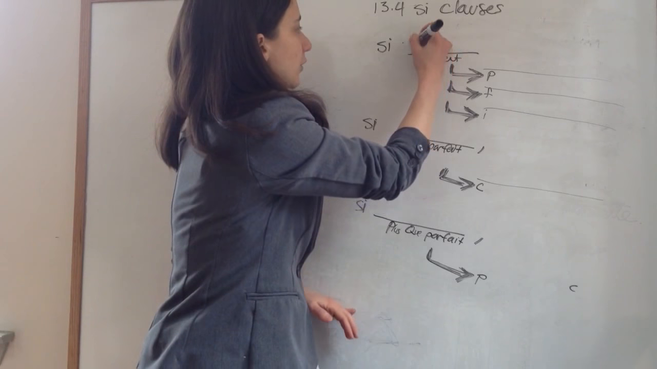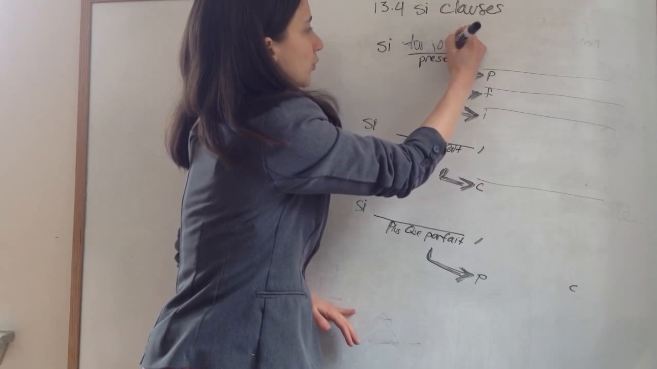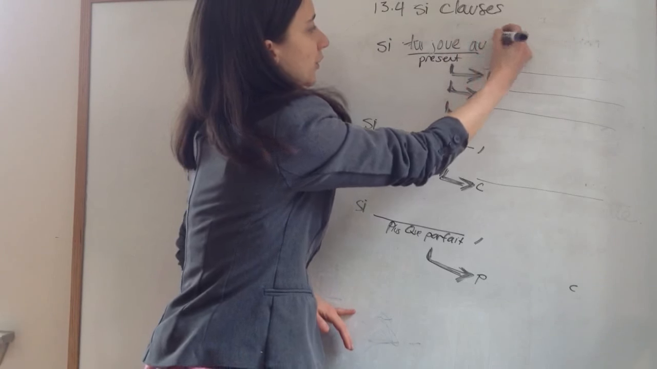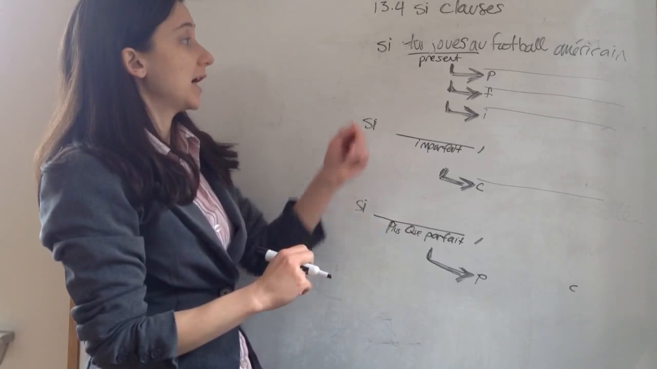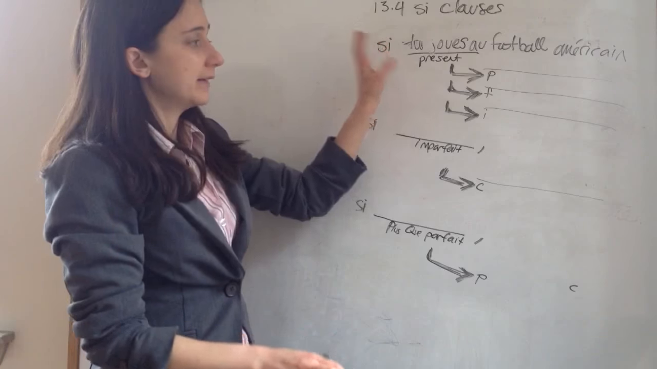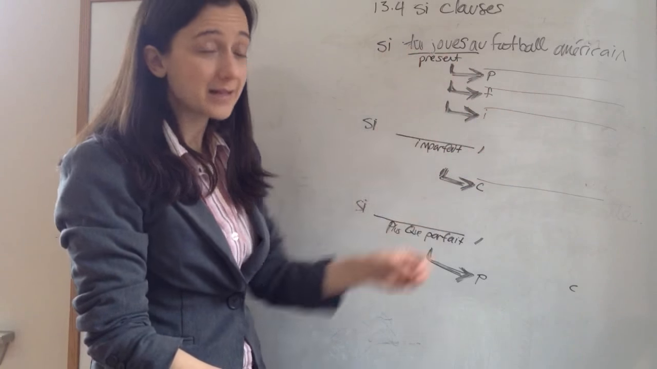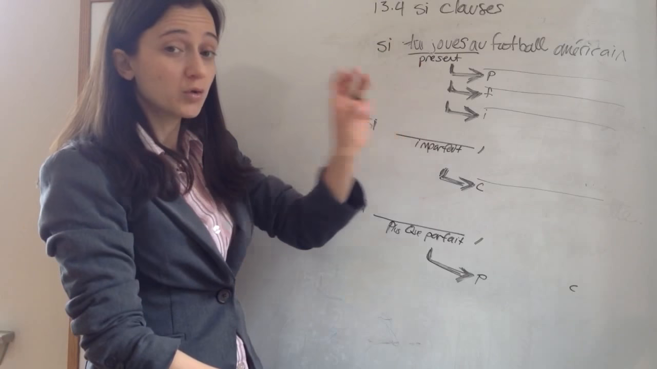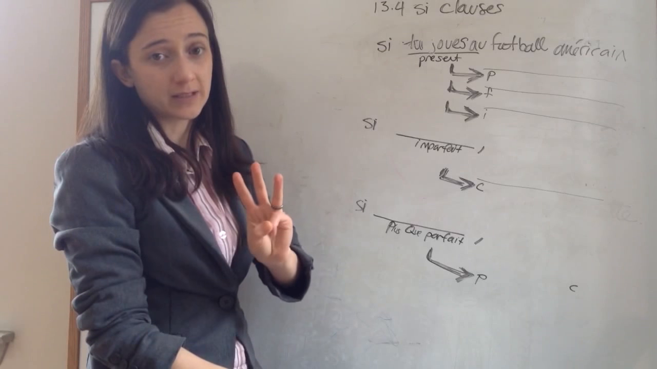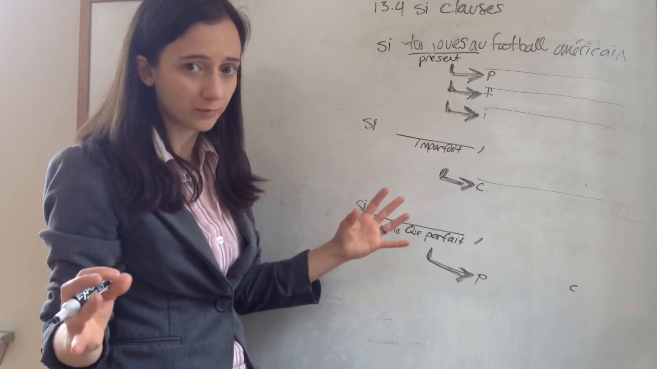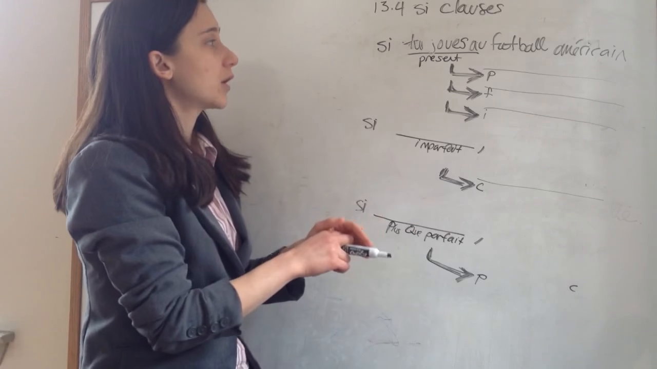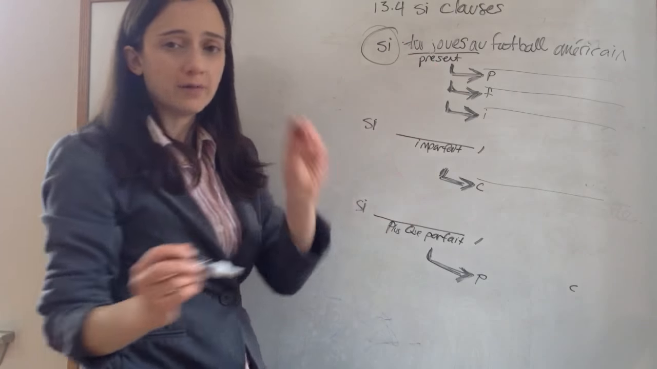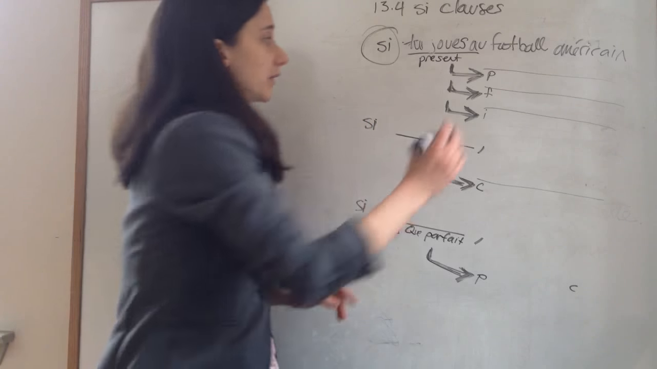Okay, so we'll do si, tu joues au foot. Okay, if you play, we'll say au football américain. So if you play football, American football, this is the present tense. Now, what comes after that is dependent on the fact that you use present tense. You can only have 3 choices of tenses after this. You can't just make up your own formula. You have to use this formula. So if you start with a si and you follow it with the present, you have 3 choices. You can follow it with another present.